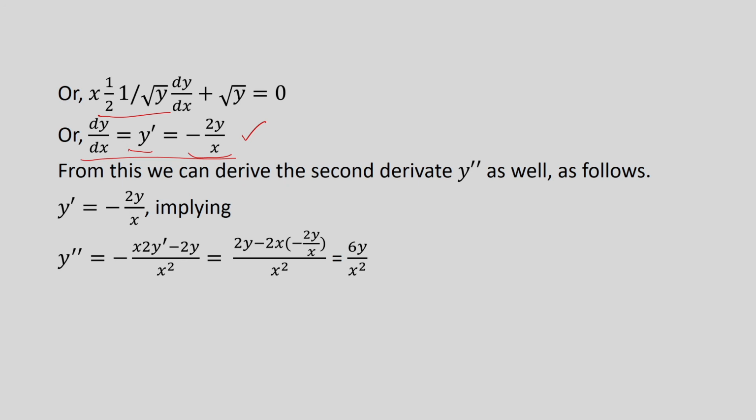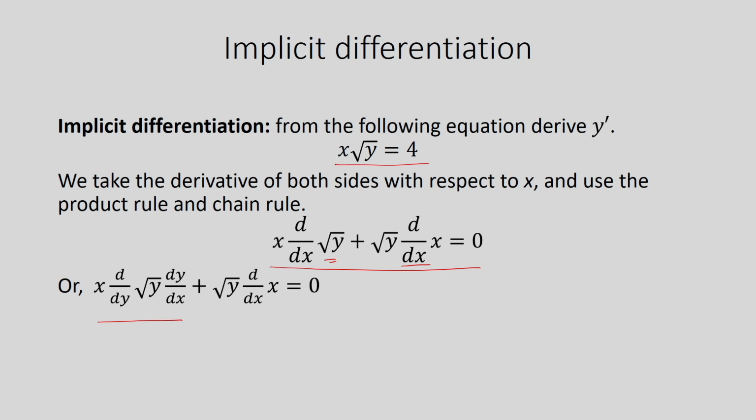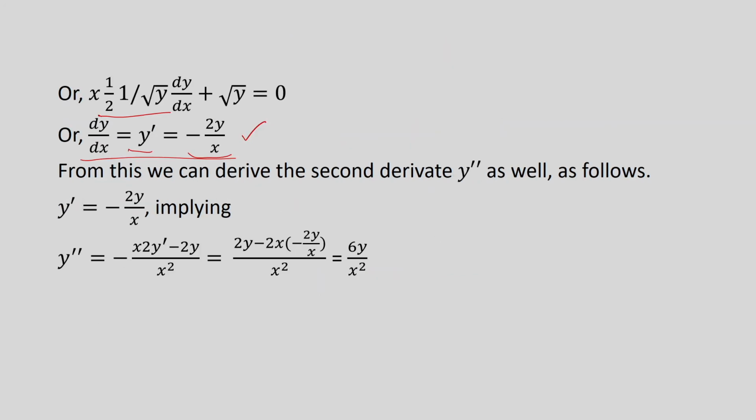But notice how we have proceeded so far. Although the function is not explicitly mentioned, y is not mentioned as equal to f of x, it is implicit, the y and x are merged together. So, implicitly y is a function of x, and we have just taken the derivative of both sides with respect to x and proceeded, and we have found the dy dx. Now, dy dx is this. So, I can from here find out the second derivative of y with respect to x by differentiating this expression minus of 2y divided by x with respect to x.